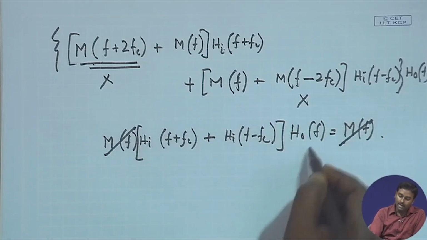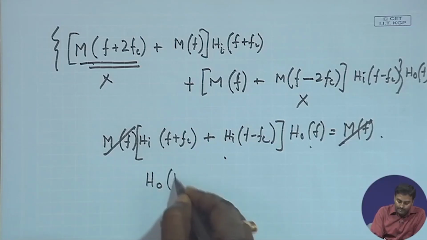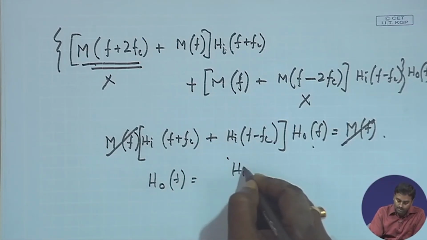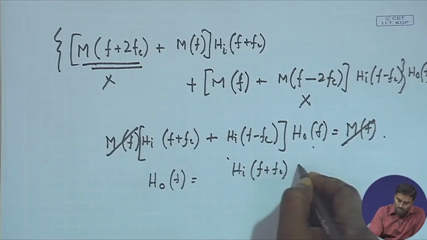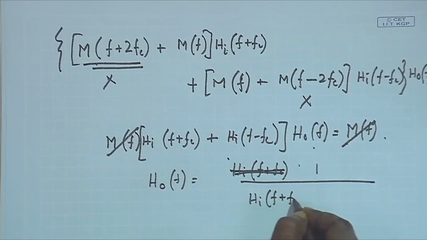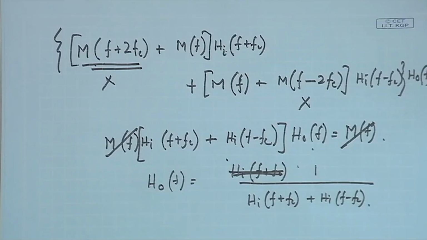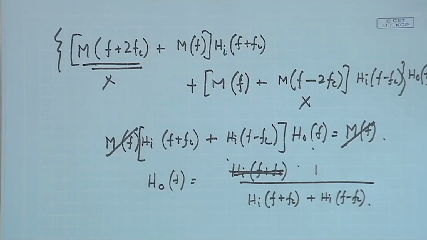MF gets cancelled, I get a relationship between my input filter and the output filter, or I should say the filter at the modulator and the filter at the demodulator, I get a relationship among them. So, I can just write my output filter should look like this. Right. So, that should be the output filter given the input filter. Okay. So, this is the relationship which will be happening.